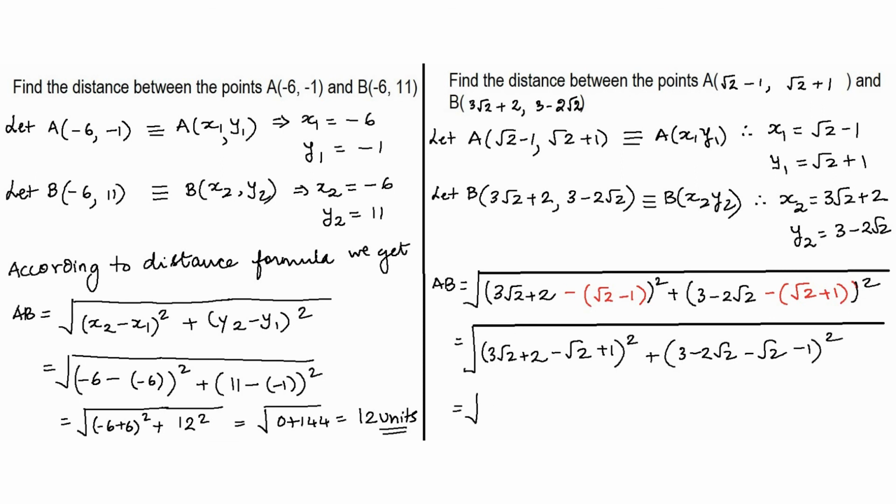So combining the like terms now, let us see if there are any like terms here. We get 2 plus 1 is 3, and 3 root 2 minus root 2 is 2 root 2. So this is (2 root 2 plus 3) the whole square, plus this is 3 minus 1 is 2, and minus 2 root 2 minus root 2 is minus 3 root 2, the whole square.